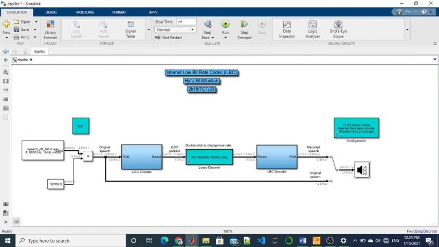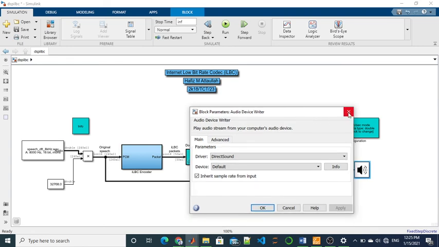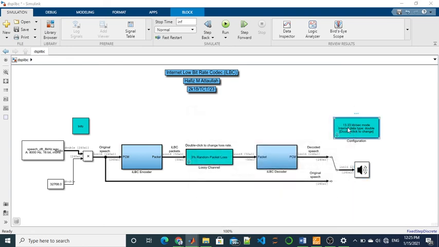Here is the parameter for the speaker. We can always change this also in the configuration menu.